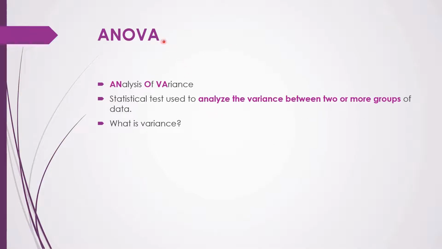What is ANOVA? ANOVA stands for Analysis of Variance. It is a statistical test used to analyze the variance between 2 or more groups of data. This means if you have 2 or more groups of observations, you will perform ANOVA test to check the variance among the data sets. Now, naturally, the question is, what is variance? Let's do a quick recap.